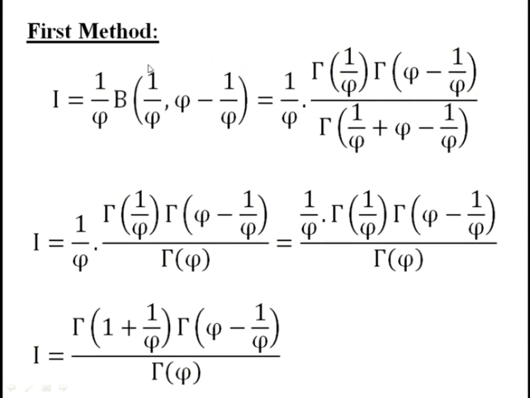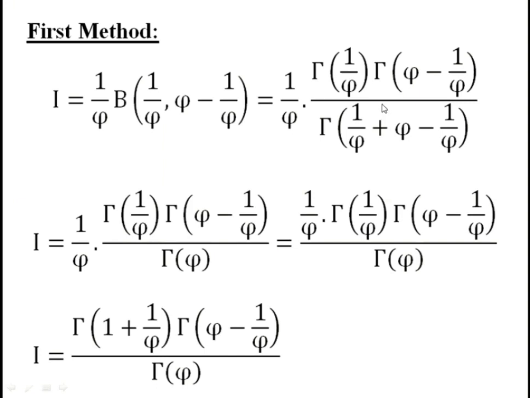But beta of (m,n) equals gamma m multiplied by gamma n over gamma of m plus n. So I will be 1 over phi times gamma of the first term, which is 1 over phi, multiplied by gamma of the second term, over gamma of their sum. So here we have gamma of 1 over phi plus phi minus 1 over phi. So we can write I equals 1 over phi, the numerator over 2.